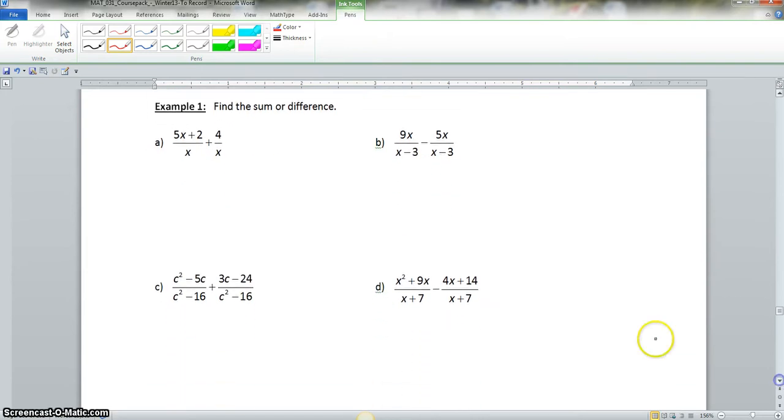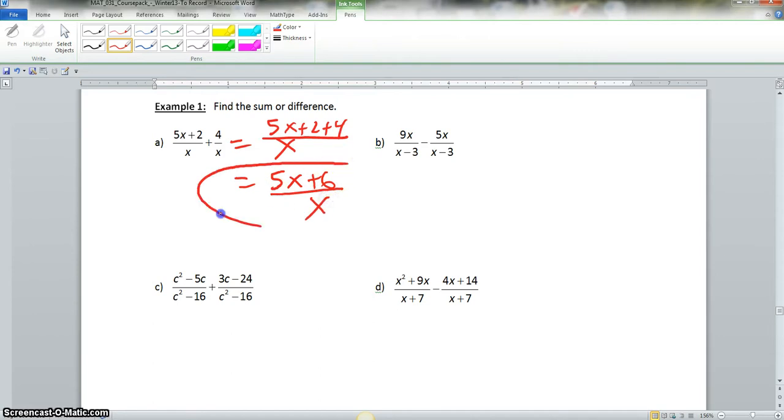Now, we even do this when we deal with algebraic expressions. We know our denominator is going to remain x. Now for our numerator, we'll put 5x plus 2 plus 4, and we will combine any like terms. So that will leave us 5x plus 6 over x. There's nothing we can simplify, so we're done with that problem. Now we come here to b. Our denominator is x minus 3. In our numerator, we have 9x minus 5x, which is 4x over x minus 3.